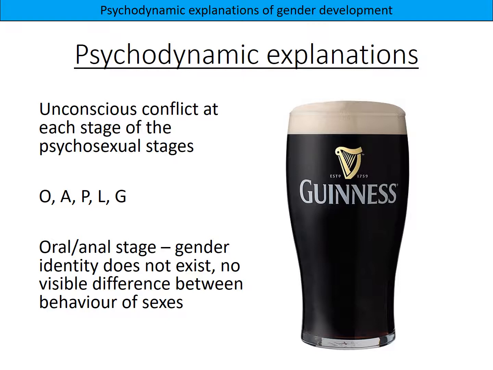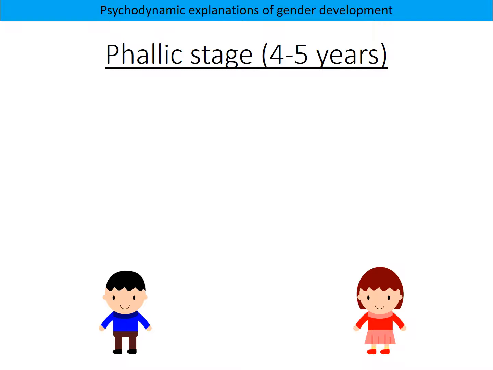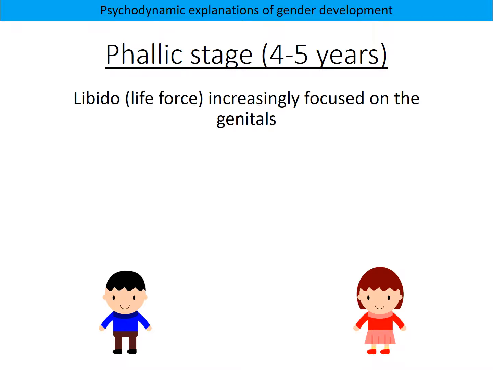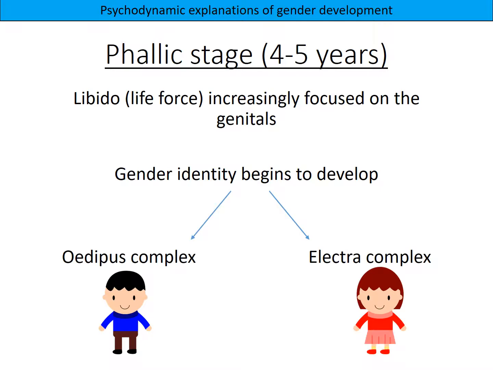So that brings us to the phallic stage, which is around 4 to 5 years old, and during this stage, Freud said that the libido, which means the life force, increasingly focused on the genitals. Phallic is almost another word for the genitals. He said gender identity begins to develop at this stage. As you can see, you've got the boys on the left-hand side. Freud said they go through an Oedipus complex. And girls on the right-hand side, he said that girls go through the Electra complex.